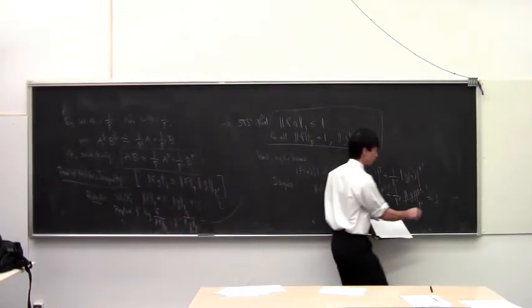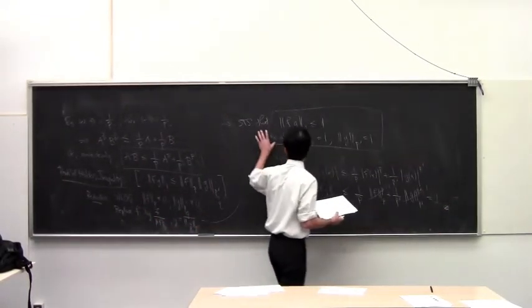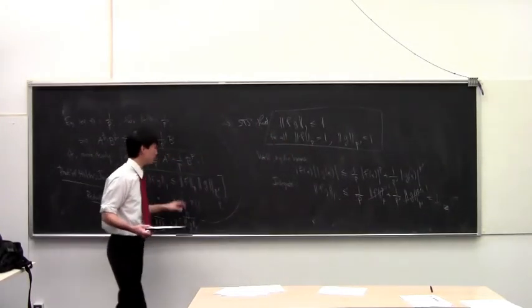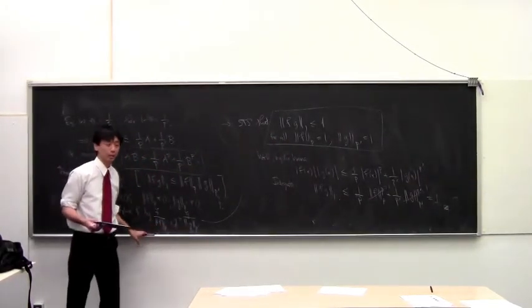So that's the proof. That proves the reduced statement, and from the reduced statement you get the full statement of Hölder's theorem. Hölder's inequality.